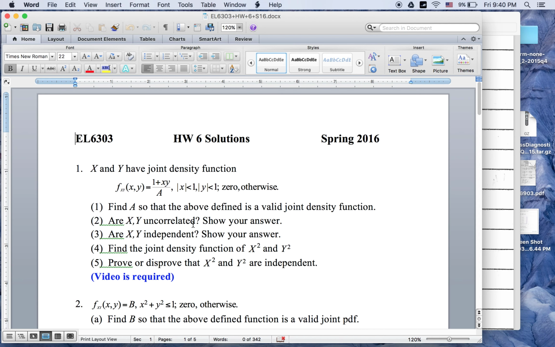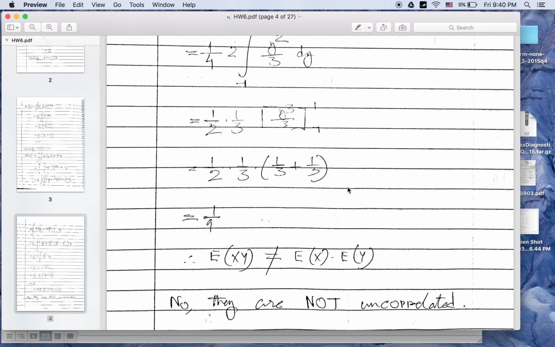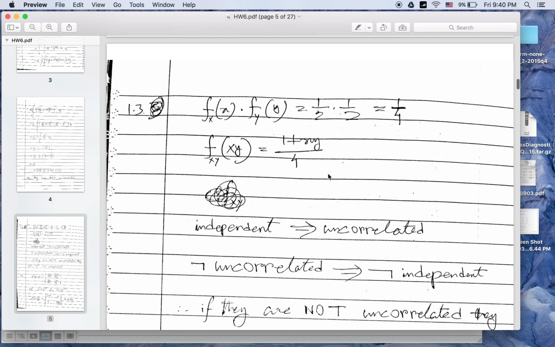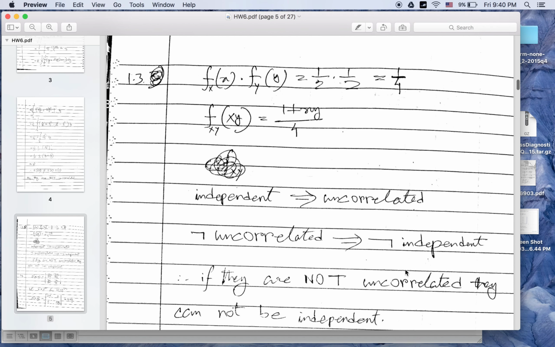Now let's look at part 3. Part 3 was to find out whether x and y are independent or not. This is pretty simple, because we know that if two variables are independent, then they are uncorrelated, but if they are not uncorrelated, they cannot be independent. So x and y cannot be independent.